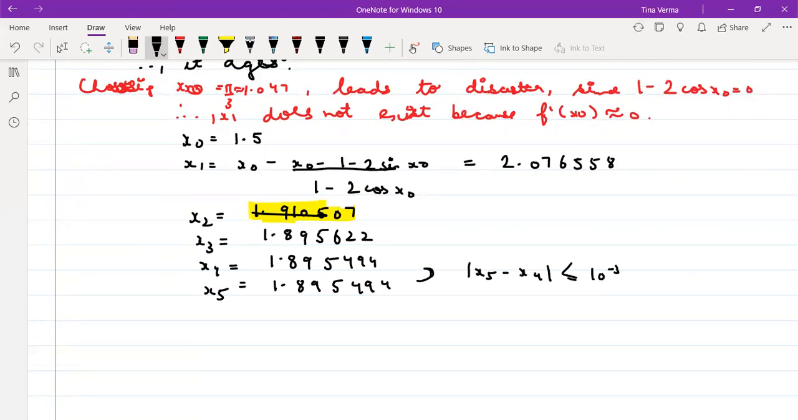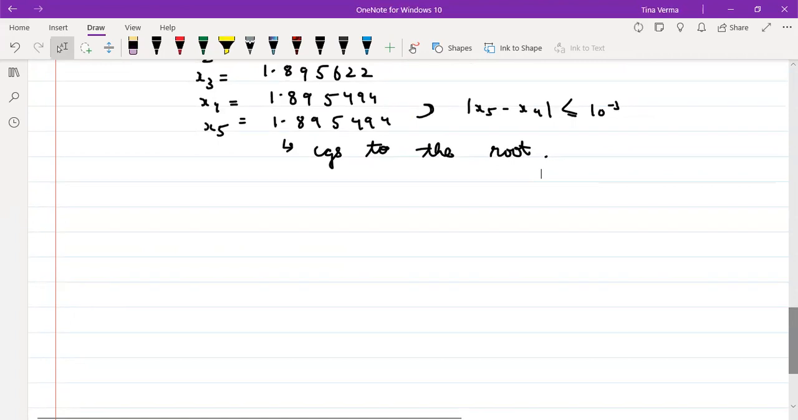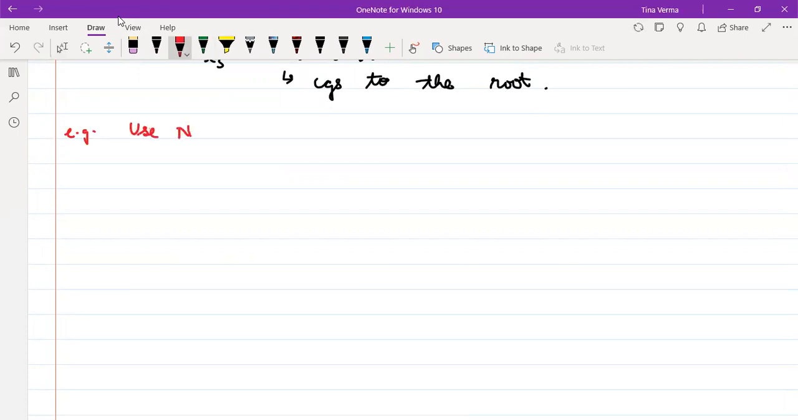So here the difference is such that you are converging towards the root. Is it clear? Yes or no? Selecting your initial approximation so that your derivative should not become zero also plays an important role. Next example, on the same way we are doing. Use Newton's method.